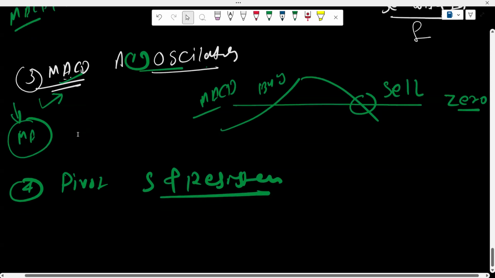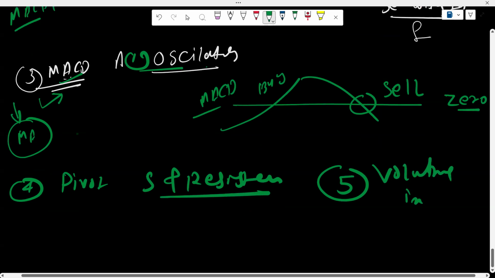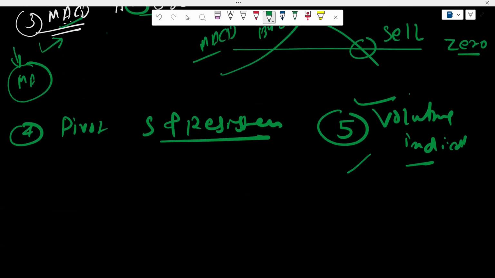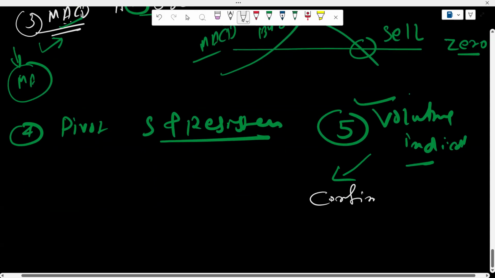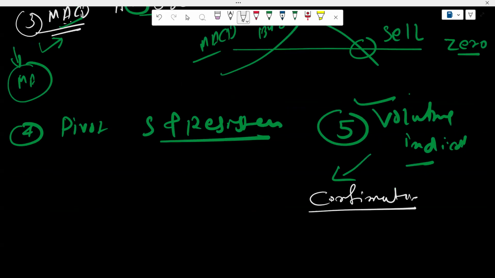And fifth, in the previous classes I told you about the volume indicator also, right? Always combine the volume indicator with these indicators. Volume is generally to confirm the trade. It is for confirmation. If more volume is happening, more trading is happening in the share, it means more movement can come, and if the volume is high, the movement can be bigger.